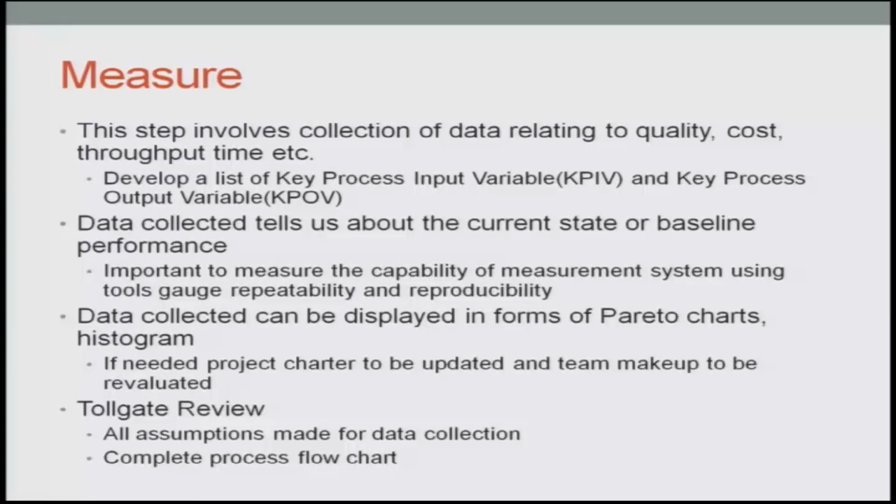Data collected tells us about the current state, the baseline of the business you are trying to do, and how the process works. So, it is important to measure the capability of measurement systems using tools like gauge repeatability and reproducibility. If I am trying to measure the overall length, height, and weights, I should be in a position to keep measuring without much variance.